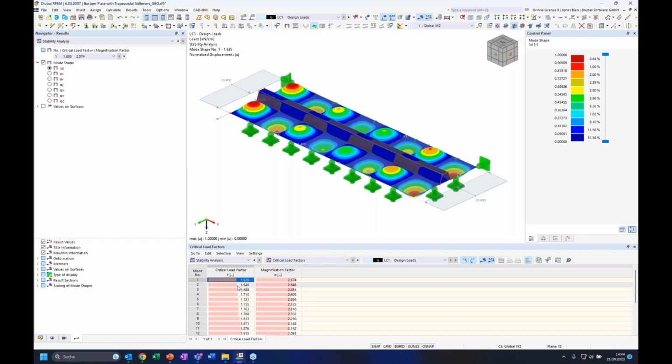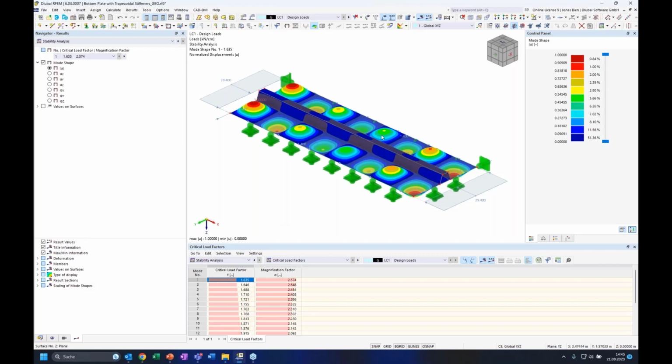Of course, the critical load factors are also interesting. We have a factor above 1, but below 10 or 15. So we should definitely worry about buckling instability. It's good to do further analysis on this.